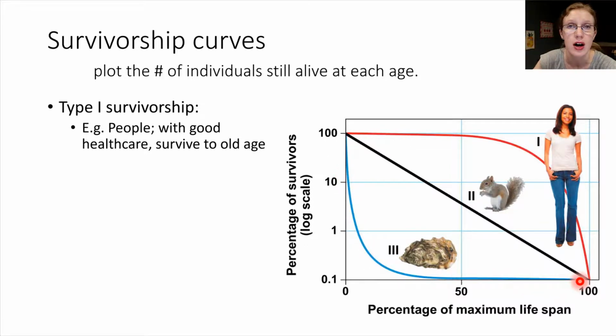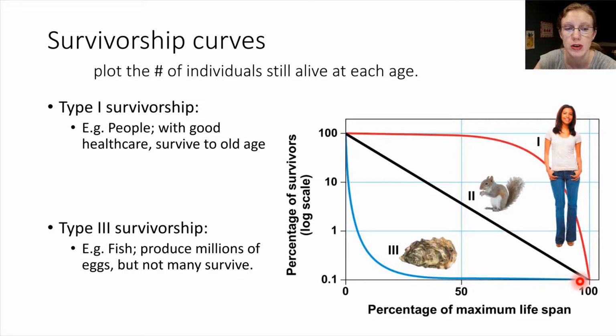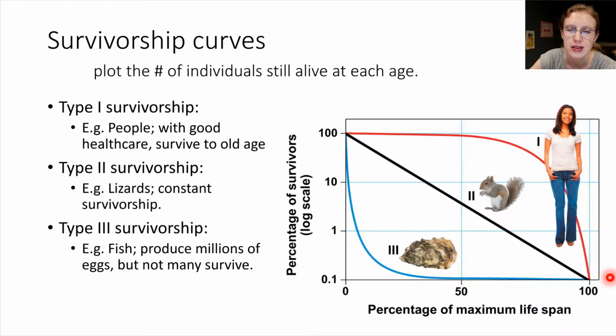This is true for a lot of marine organisms. A lot of fish produce tons and tons of eggs, but then a lot of those eggs get eaten. Not very many of them actually hatch and make it into adulthood. So that's a type 3 survivorship curve. Right down the middle here, we have a type 2 survivorship curve. It's right in between 1 and 3. So this is kind of a constant survivorship. A few individuals die early on, and they just kind of consistently get picked off until they all die in old age. So that's a type 2 survivorship curve.